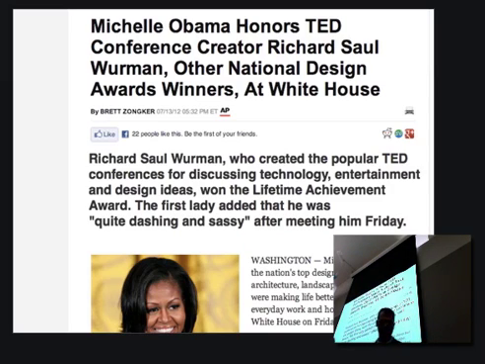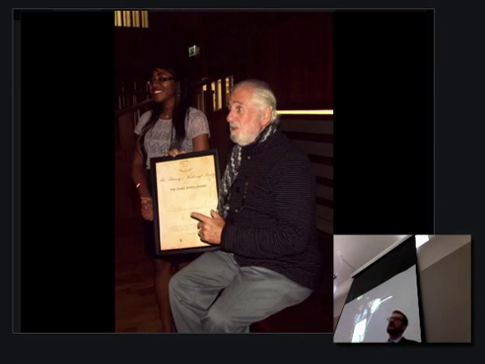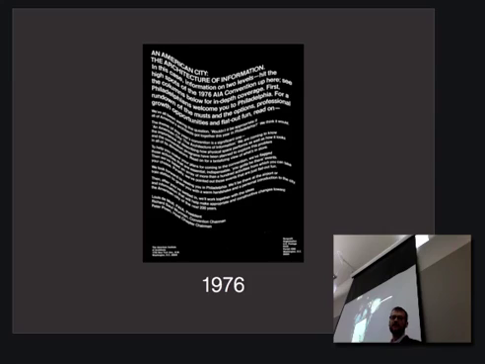And he is indeed quite dashing and sassy, as Mrs. Obama discovered when she honored him at the White House recently. Just on Monday, this is a photograph of Mr. Wurman at University College in Dublin, Ireland. He was given the James Joyce Award there, but not for architecture. He was given this award for his contribution to letters and rhetoric, again, because of the invention of this TED conference.